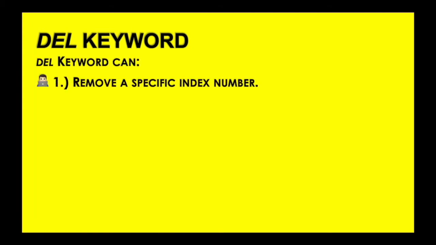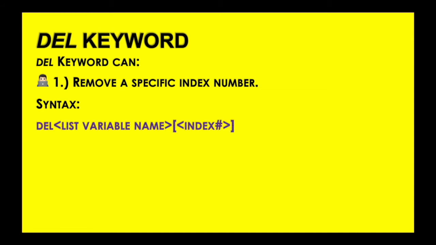Next is the delete keyword, or the del keyword. Del here stands for delete. The del keyword, first, can remove a specific index number, just like our pop method a while ago. For the syntax of this first function of our del keyword, just write del, all lowercase, then the list variable name, then inside the square brackets is the index number.